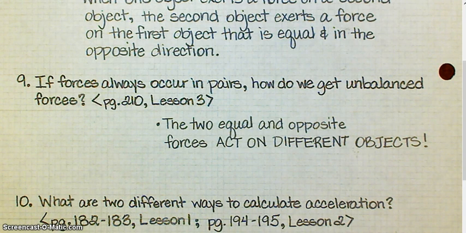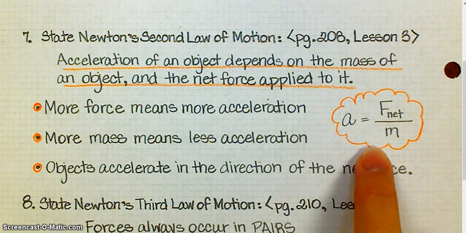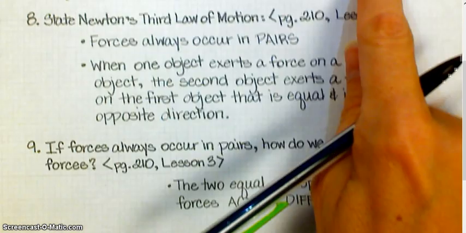What are two different ways to calculate acceleration? Well, we've actually already done that. We've answered both of those actually previously somewhere on this Bellwork. So if you want to find acceleration and you're given things like force and mass, then you can actually use this equation, okay?